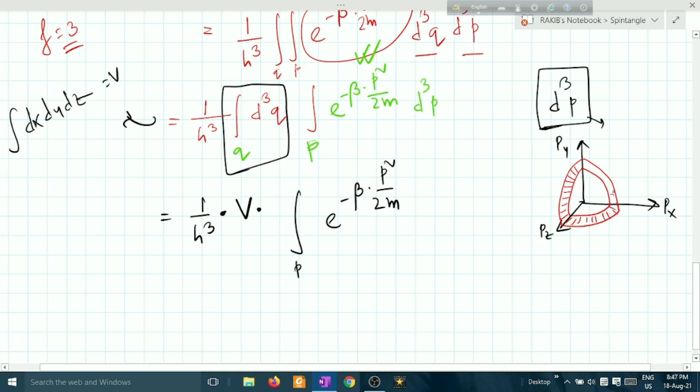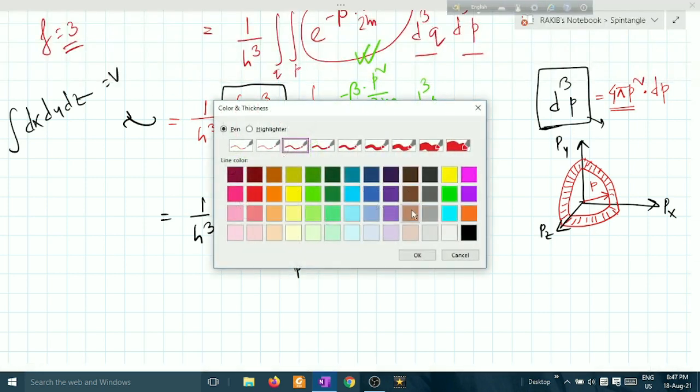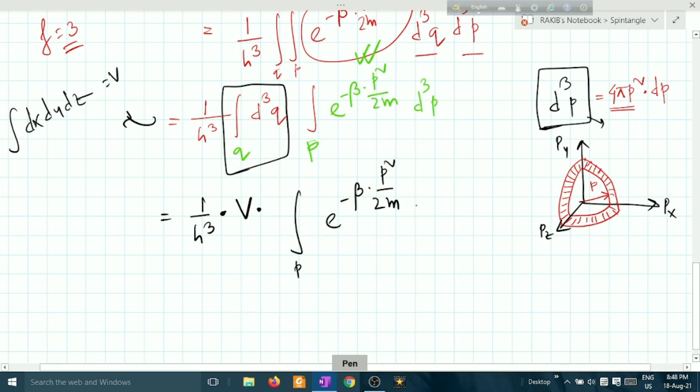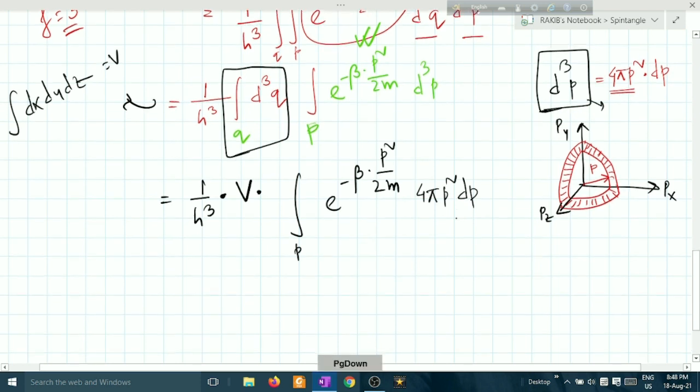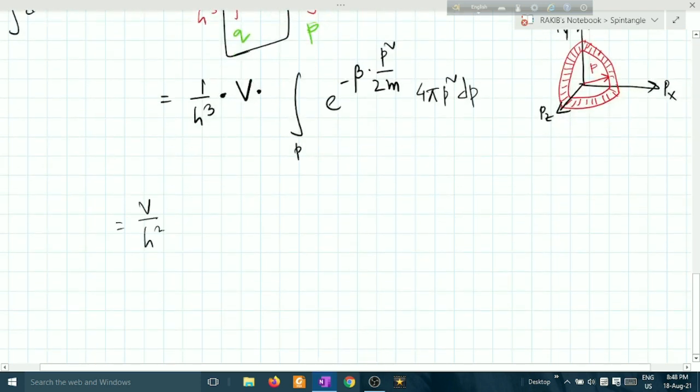The volume of this annular space, say the radius is p, so d^3p will be what? The volume of the annular space will be 4 pi p square, that is the area of the internal sphere, times the thickness of this annular region. So you have to plug this thing in here, putting 4 pi p square dp. I think I am correct. That means it becomes V upon h cube, and here it is p.